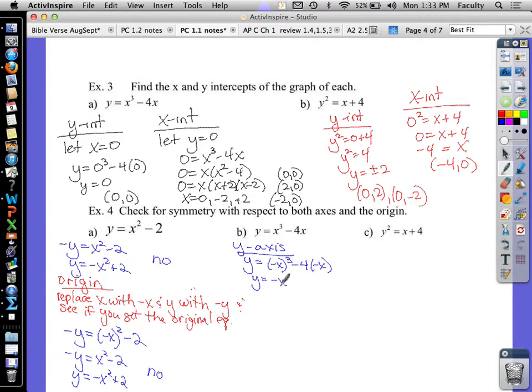So that gives me negative x cubed plus 4x. And that's clearly not the same as the original equation. X-axis symmetry: you replace y with negative y and see if it gives you the original equation. Well, I need to know y equals, because that's how the original equation is written, and it's not the same.